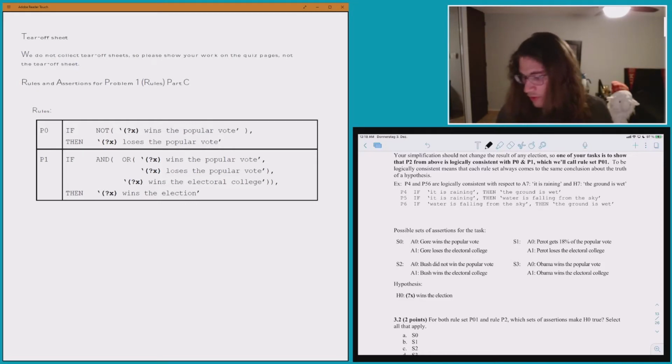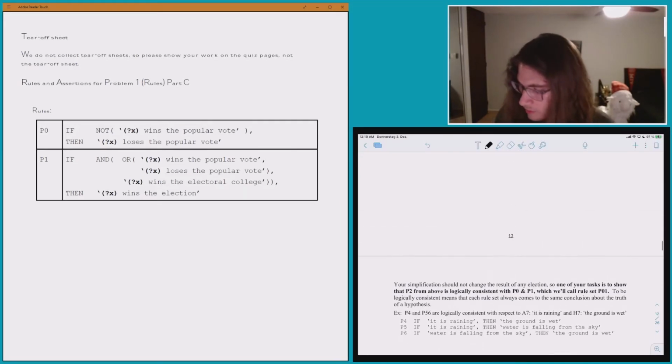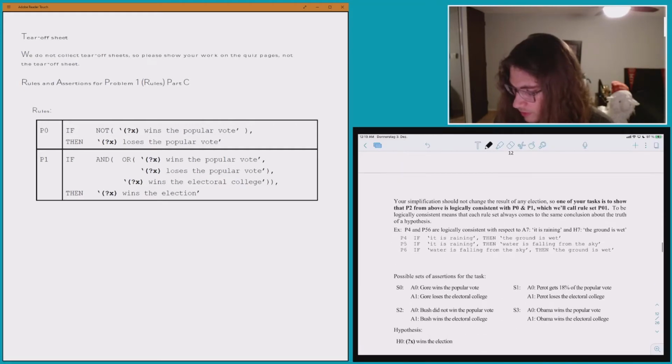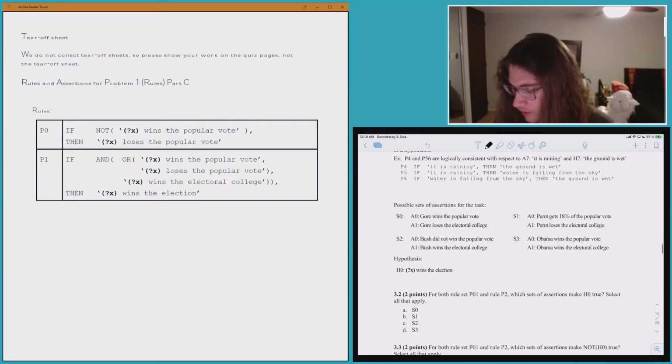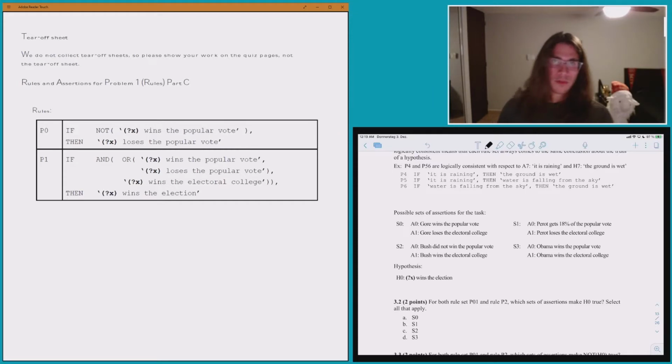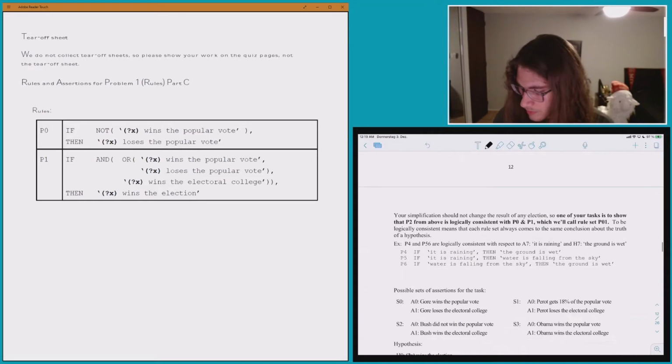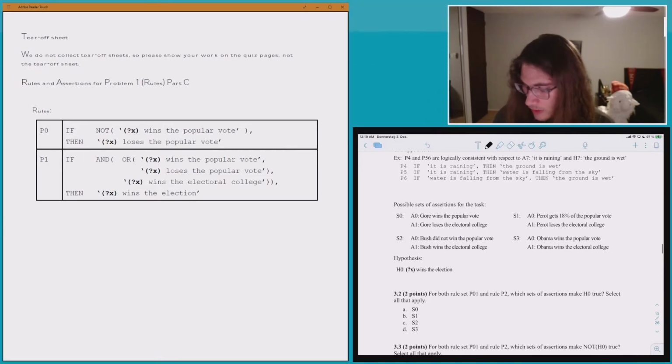P2 should make it easy, so let's go back to P2. If X wins the electoral college, X wins the election. And we're trying to prove, or produce, the hypothesis X wins the election. So we need two sets of assertions that would match with, in the case of P2, X wins the electoral college, such that we produce X wins the election.